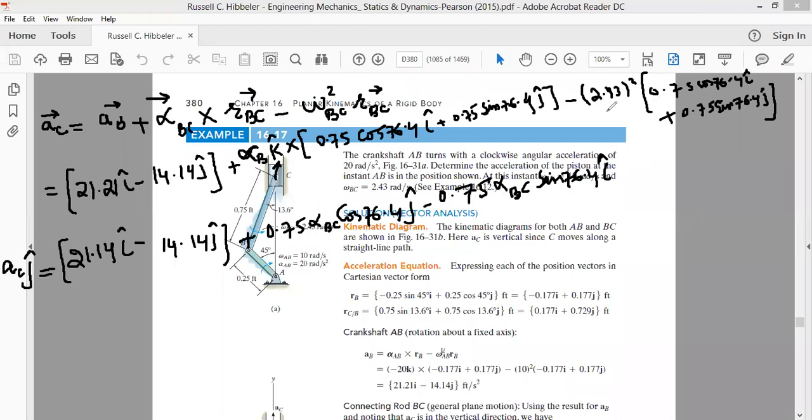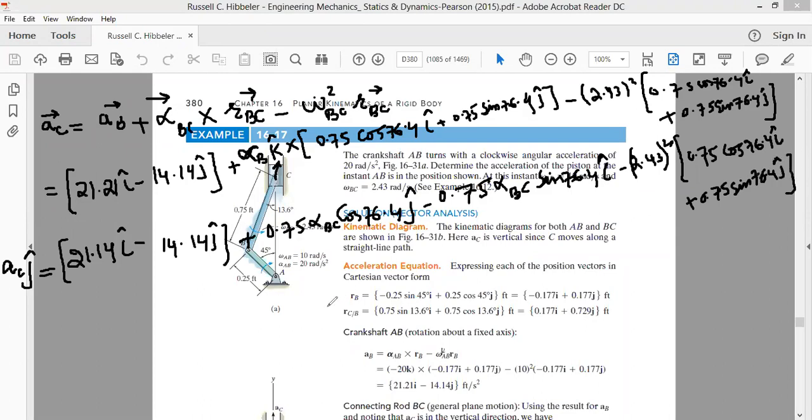We are done. And the last terms you can write as 2.43 square multiplied by 0.75 cos of 76.4 i cap plus 0.75 sine of 76.4 j cap. Okay, so we are done with this.